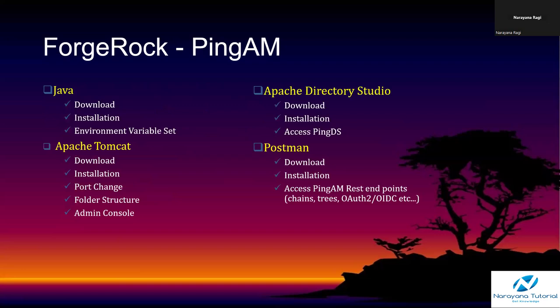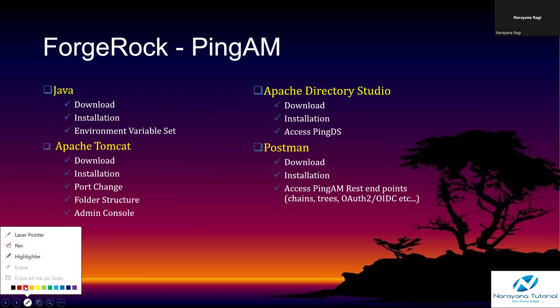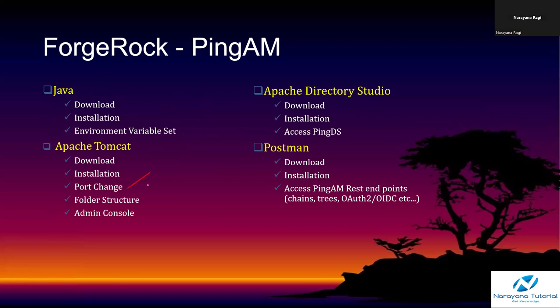So what are we going to explain in Java? How to download Java from the website, and how to install it and set the environment variables. Apache Tomcat: how to download, how to install, and how to change the port. The default port is 8080, and the same port may be used by another application, so we have to change the port according to our environment. And also the folder structure of Tomcat, what each folder contains, like that we have explained. And also the admin console of Apache Tomcat.